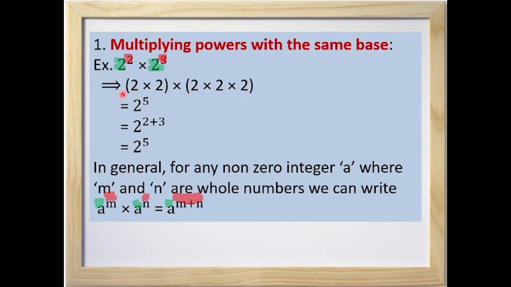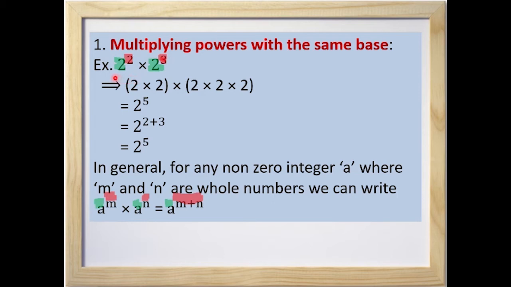That means in power notation, we can write it as 2 raised to the power of 5. Yes or no, children? Yes. Now, what is this 5? Can I write this 5 equal to 2 plus 3? Yes. It is a sum of 2 plus 3. But what are this 2 and 3? 2 and 3 are the exponents.